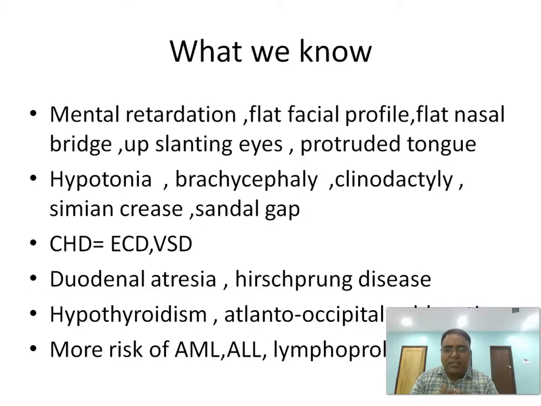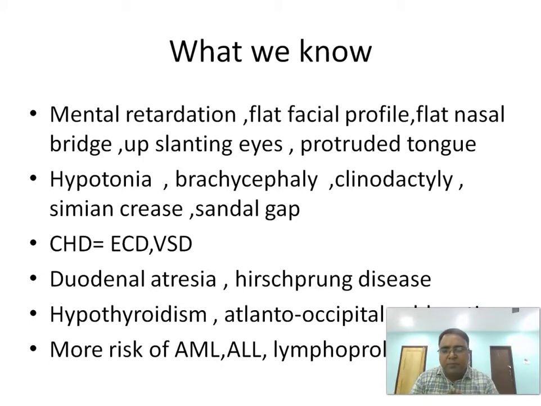Associated congenital heart disease occurs in around 40 to 50% of cases. The most common congenital heart disease associated with a Down baby is endocardial cushion defect. This we have to remember. Others we can get are VSD, even TOF, ostium primum, and ostium secundum types of defects. But the most common congenital heart disease associated with Down syndrome is ECD, or endocardial cushion defect.